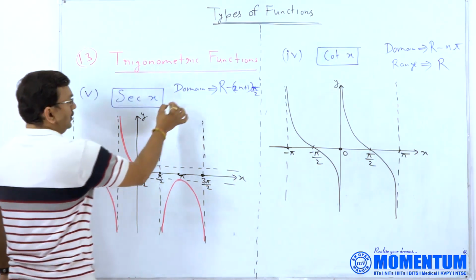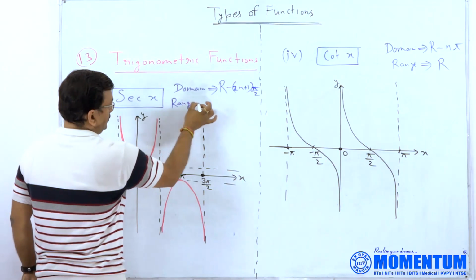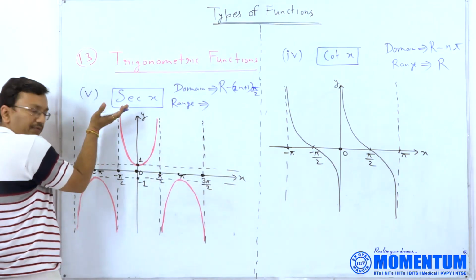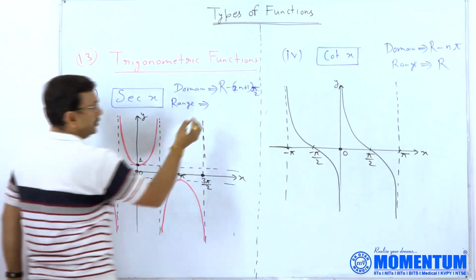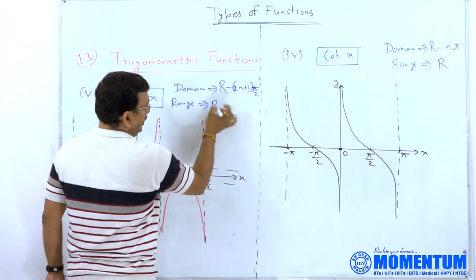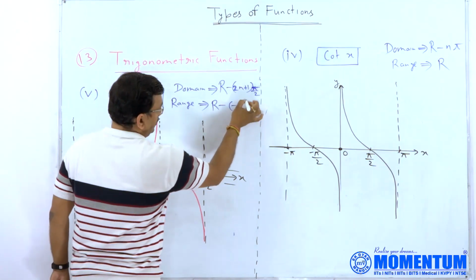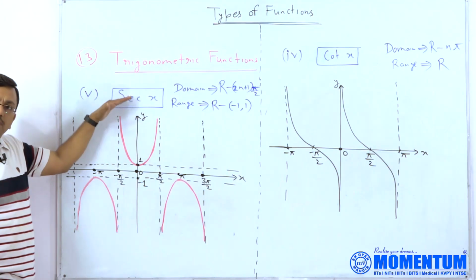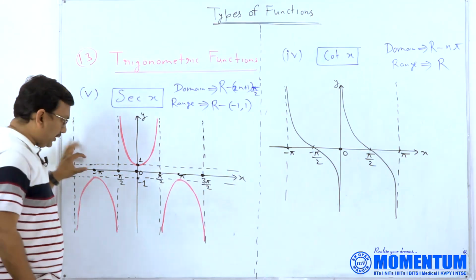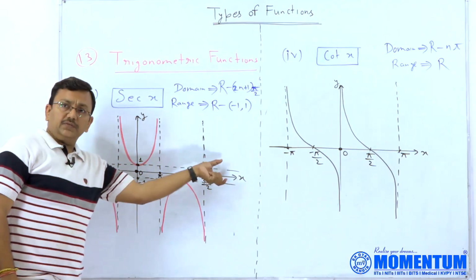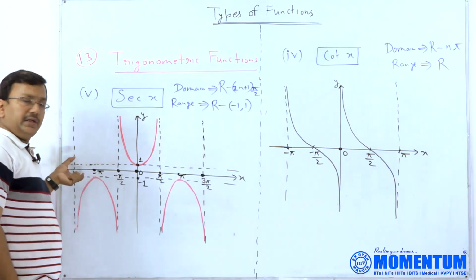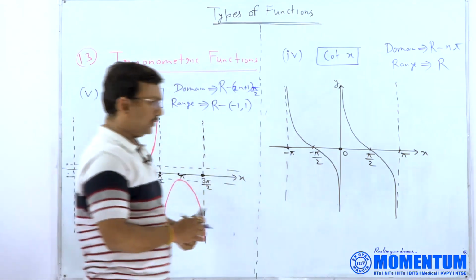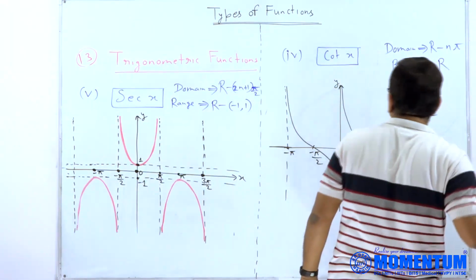Range: on the y-axis we are getting values after 1 and before -1. So range is R minus open interval -1 to 1. We are getting all the real values, but we are not getting any value between -1 and 1. So all the reals minus open interval -1 to 1. That is our range.